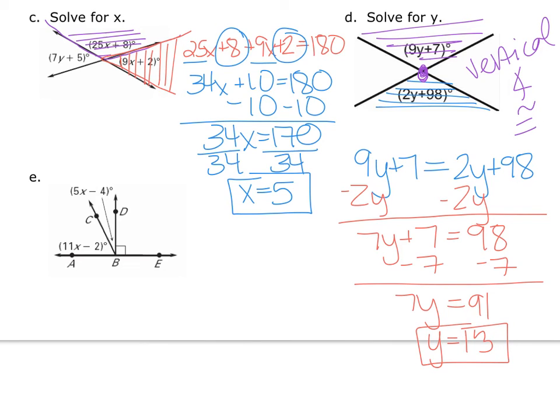Now you could always check your work. You could take the 13 and plug it back in here. If you did 2 times 13 plus 98, you get 124. Well, let's check to make sure we got the right answer. So if we go 9 times 13 plus 7, guess what we get? 124. We got the same measure for the angle, so we know that our variable is correct.